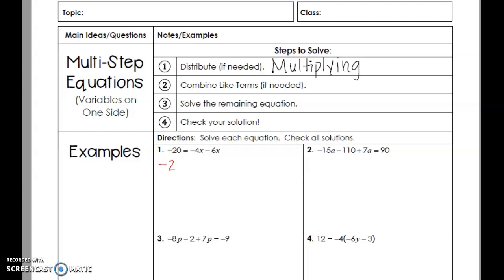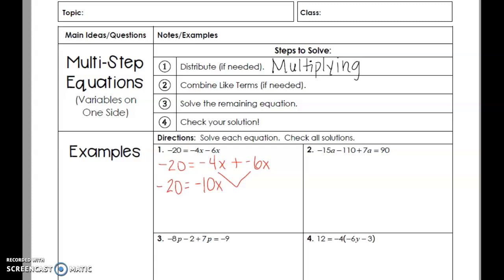I'm going to rewrite my problem. Negative 20 equals. Remember, when subtracting signed numbers, you add the opposite sign. So I'm going to keep negative 4x as it is, change my subtraction sign to addition, and switch positive 6x to negative 6x. Now I can combine like terms. I'm going to bring my negative 20 down, and I add negative 4x plus negative 6x is negative 10x.